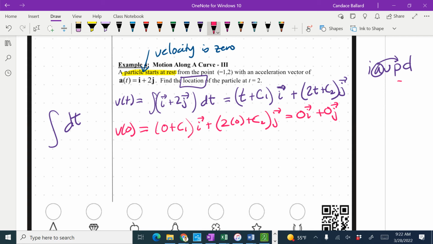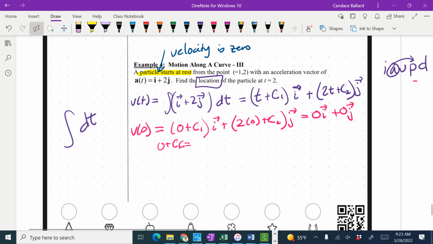Okay, so what that means is 0 plus C sub 1 equals 0 for this i component. So this here equals that part. All right, and then this piece here equals this part. So 0 plus C sub 2 equals 0.